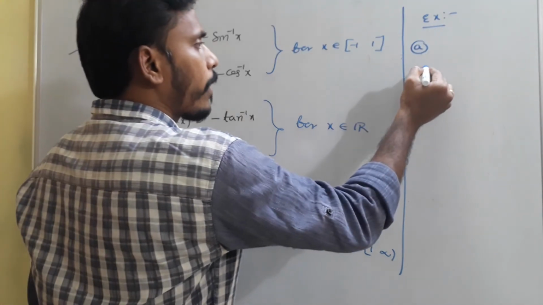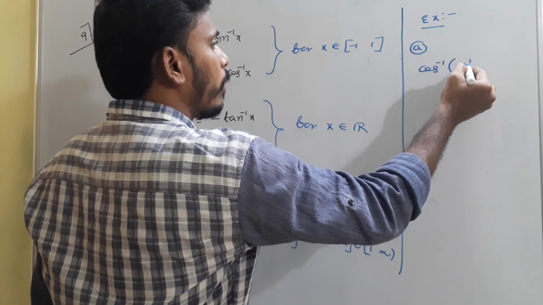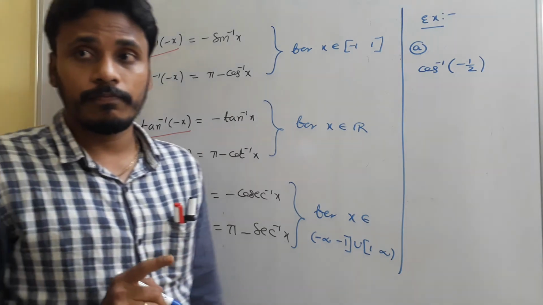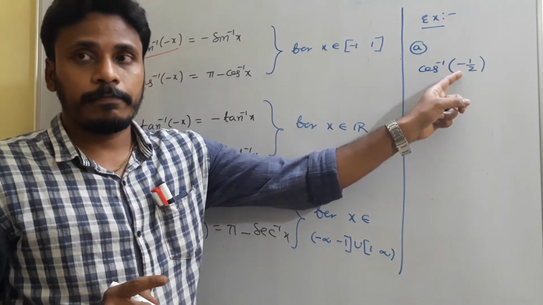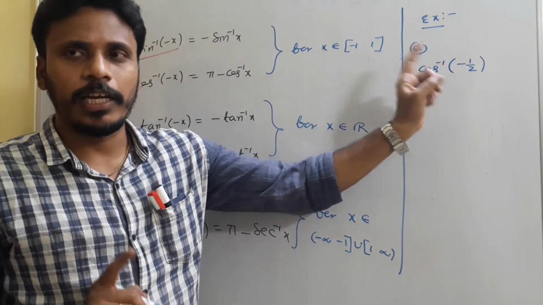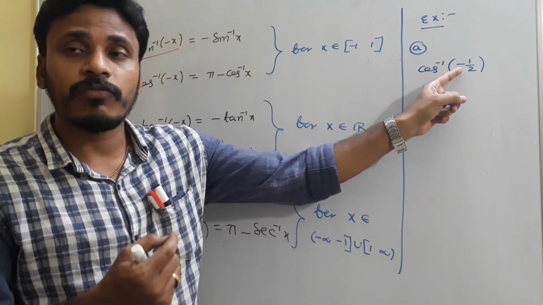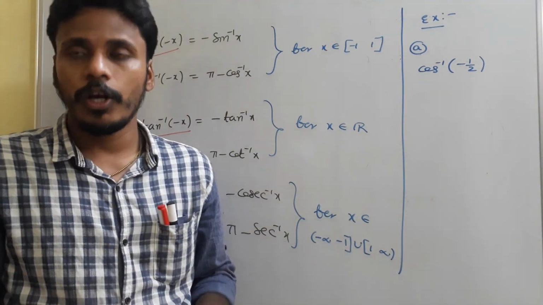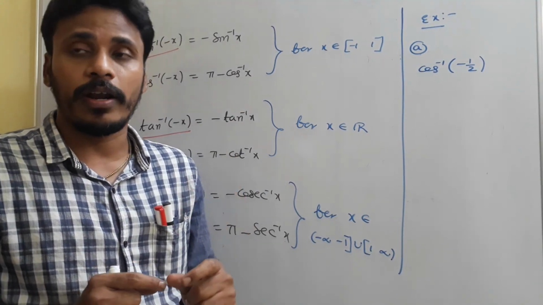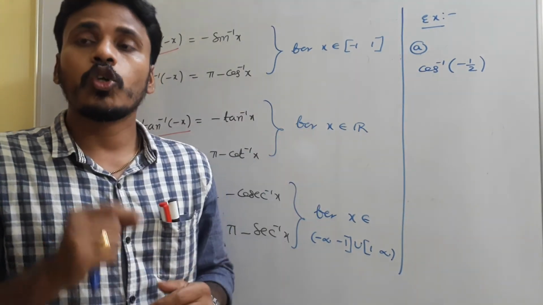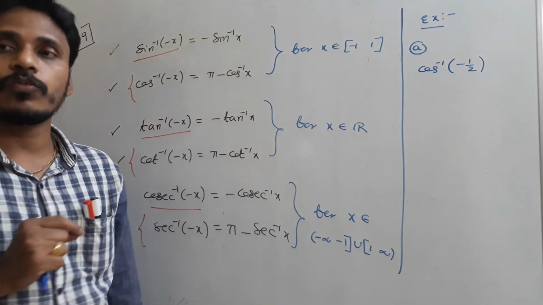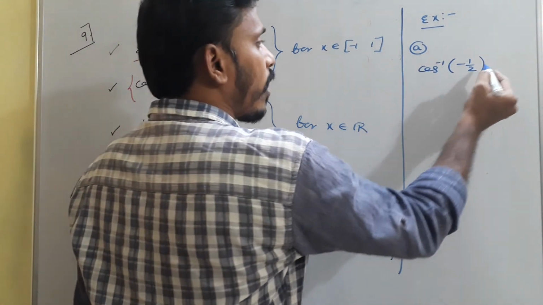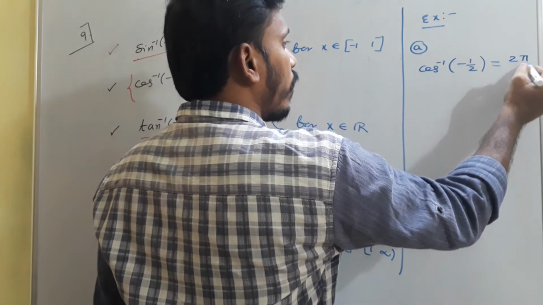Suppose you take cos inverse of minus 1 by 2. What do you say about cos inverse of minus 1 by 2? As I mentioned, this input value minus 1 by 2 is a negative number, and so the output of cos inverse is in the second quadrant. So we need to search for an angle in the second quadrant which gives us minus 1 by 2. Cos of 60 degrees is 1 by 2. So cos of 120 degrees, 180 minus 60, is minus 1 by 2. So cos inverse of minus 1 by 2 is 120 degrees, which is 2 pi by 3.